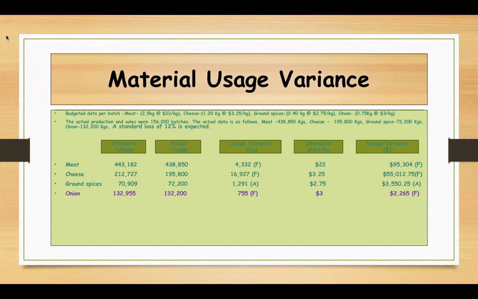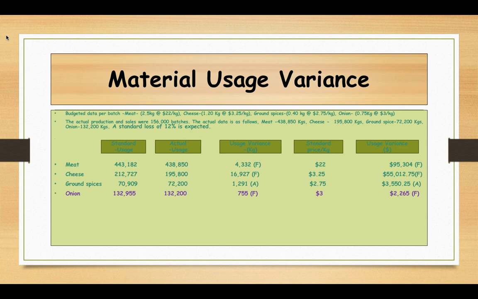156,000 times 0.75 divided by 0.88. So that will get 132,955 kilograms. That's our standard usage. The actual usage is 132,200. So the usage variance is 755 kilograms favorable, times it by standard price per kilogram of $3.